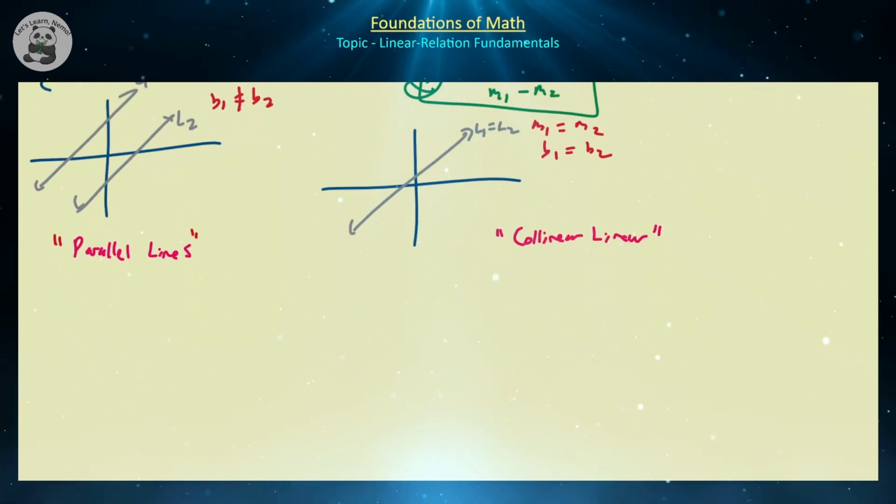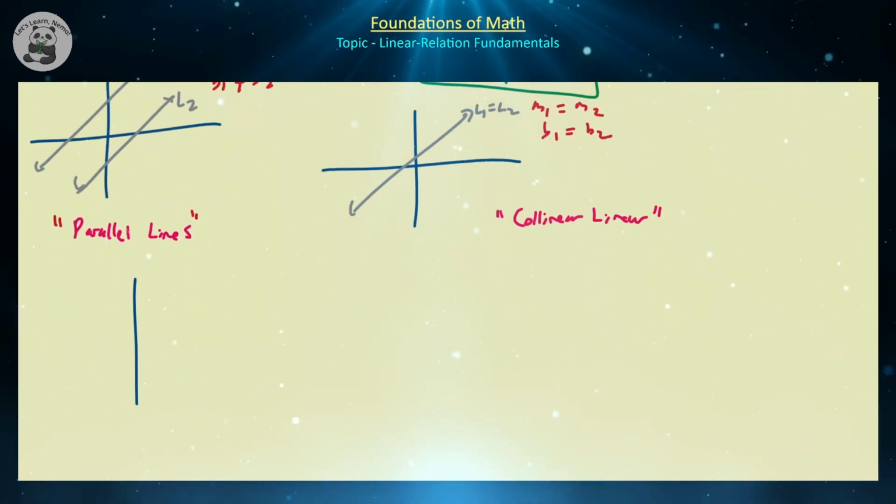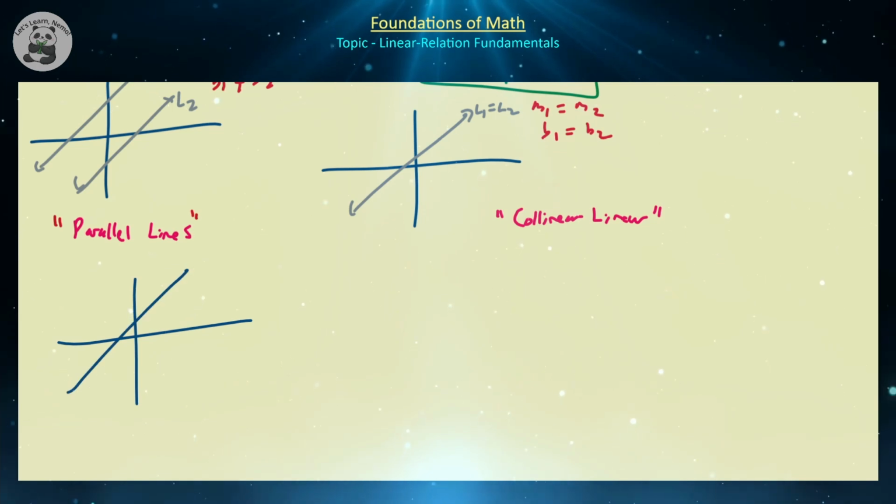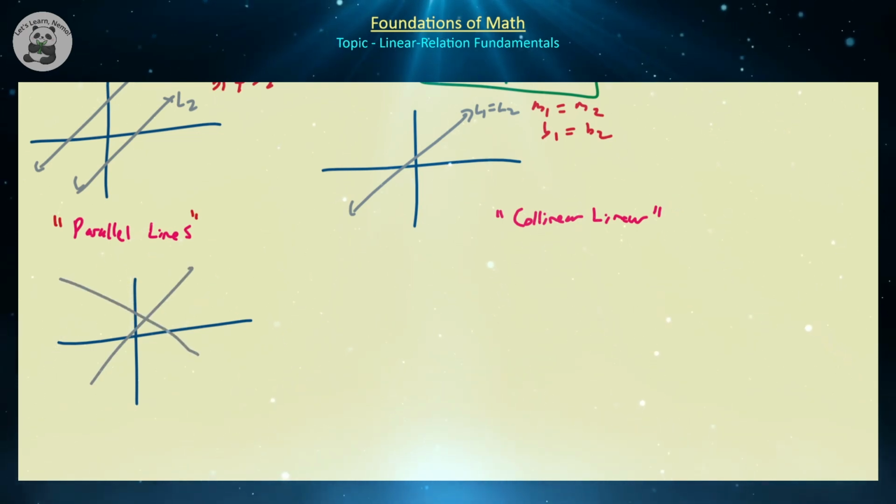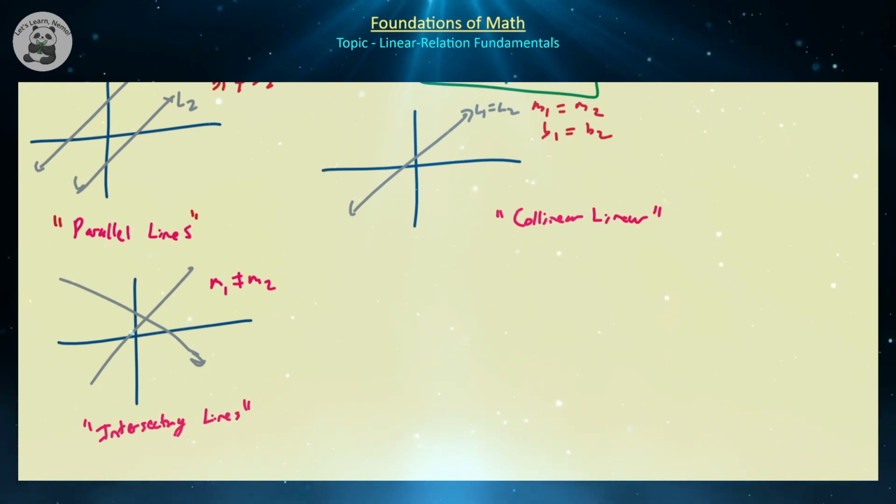And another scenario that we've already explored is if these two lines are not equal to each other. They could have the same y-intercept, they could not, doesn't really matter. They're going to cross eventually. So this is the case where m1 and m2 are not equal to each other. So these are what we refer to as intersecting lines, intersecting lines that are not collinear in particular.